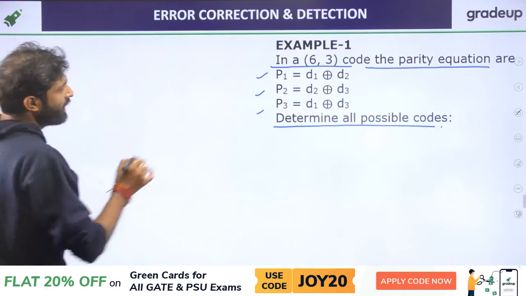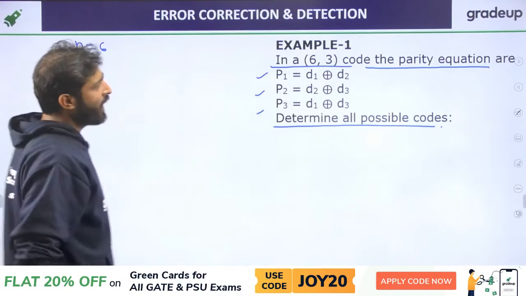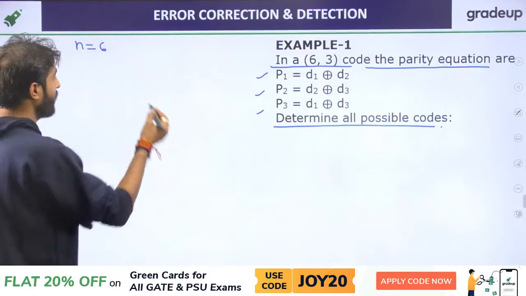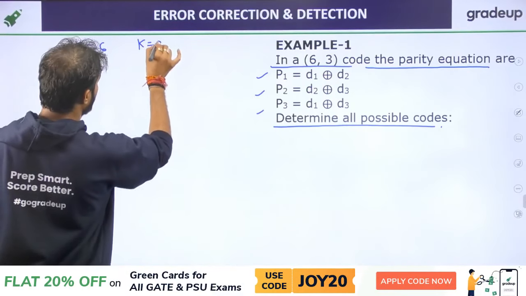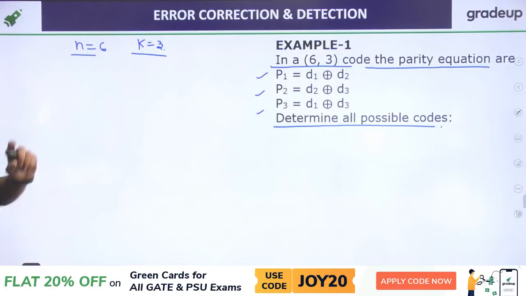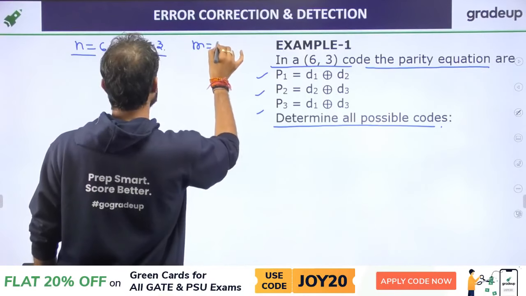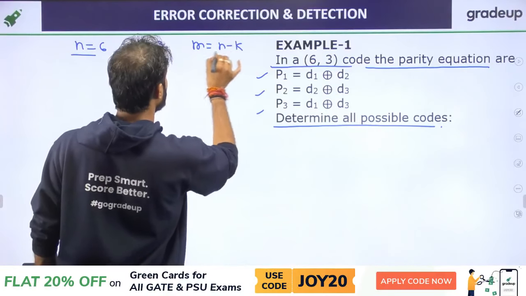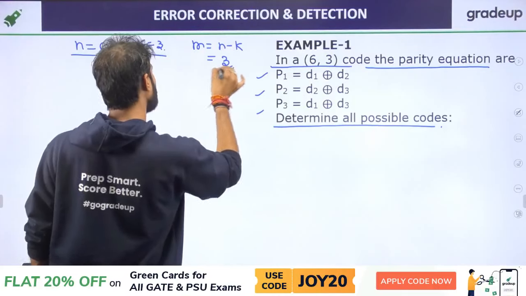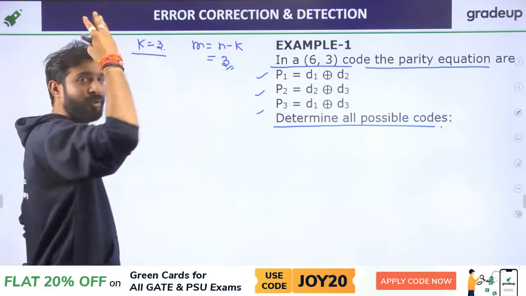Now if you want to determine all the possible codes from this, first of all, n equals 6 for this. And what about k? K is the number of data bits, so k is 3, given in the problem. So n equals 6 and k equals 3 are given. The number of parity bits m we should find out, that is just n minus k, so 6 minus 3. The answer will be 3. So there will be 3 data bits and 3 parity bits.